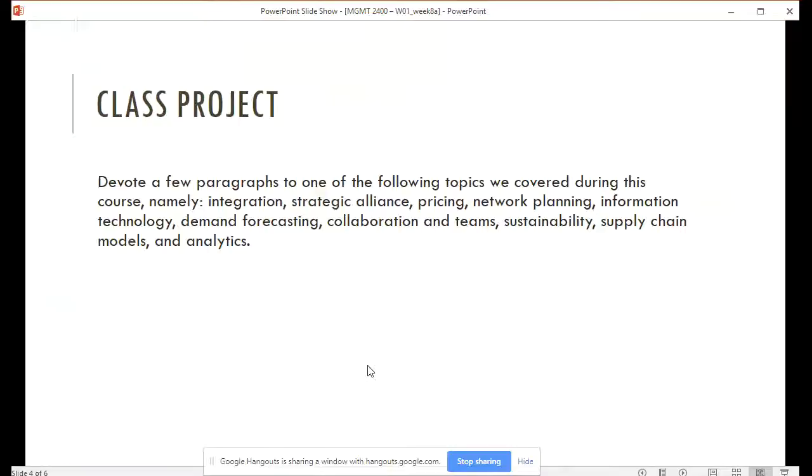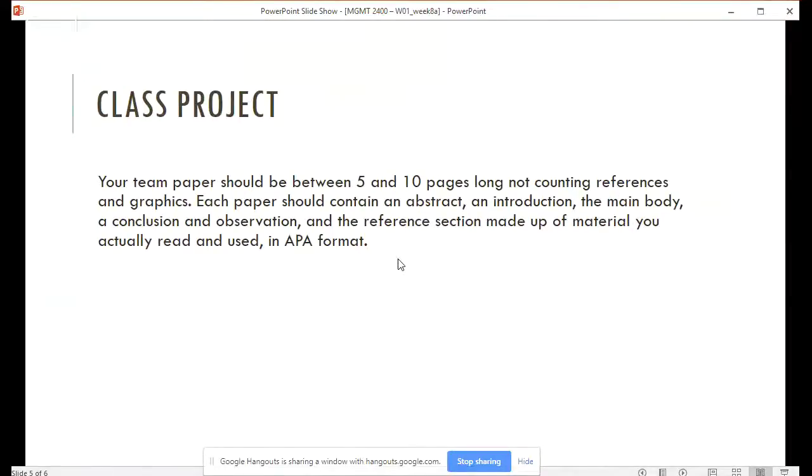You will be asked to talk about supply chain models, and we will spend next week talking about different supply chain models and analytics. So basically it means try to analyze the performance of this particular supply chain that you're going to analyze. Your term paper, your team paper, excuse me, should be between 5 to 10 pages.